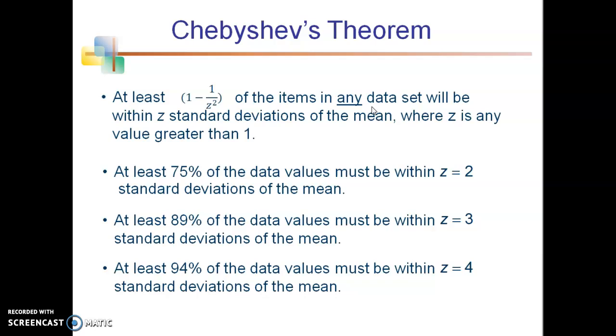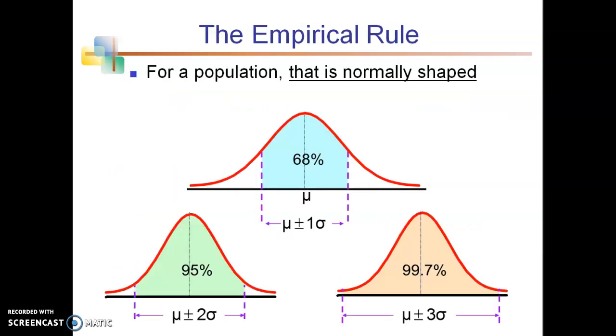It will work. Okay? The key is you can only apply it to standard deviations above 1. Now, if we know, however, that our data set is symmetrical, we don't need to use Chebyshev's theorem. We can get a better understanding of our data set by using the empirical rule. But the key here is the distribution must be normal, aka symmetrical.